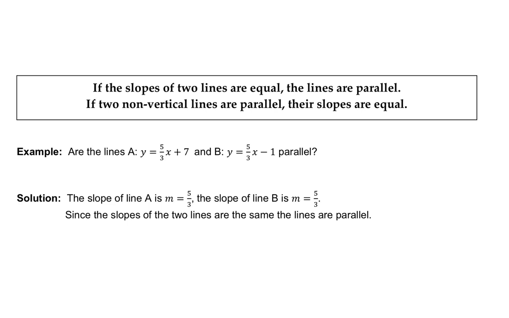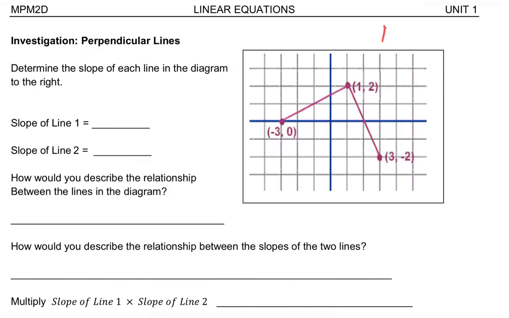All right, let's move on to the next page here. This is page D2, and this is the second part of the investigation. Here we are looking at perpendicular lines. In the diagram that we have here, they have given us two lines, and these two lines are perpendicular to each other. It may not look like it in the diagram, but they are perpendicular. So I'm going to skip to the middle here, and where it asks me, how would you describe the relationship between the lines in the diagram? I'm going to say that they are perpendicular.